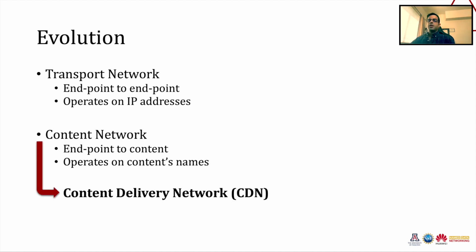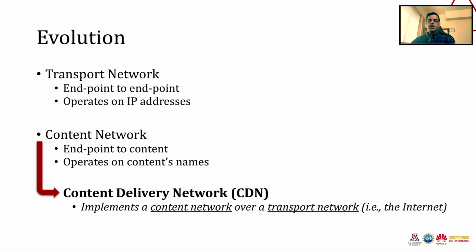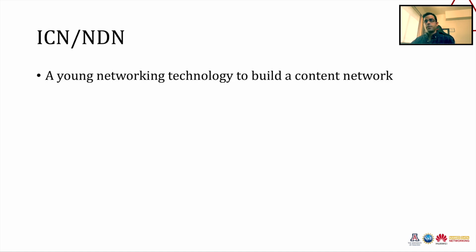To implement a content network over the internet, which is an enormous transport network, CDNs have been deployed. So a CDN tries to build a content network on top of the internet with minimal changes to the internet. ICN and NDN in particular offer a new way to build a content network, and architecturally, NDN offers a simpler and more secure content network by supporting multiple features for content distribution at the forwarding plane.